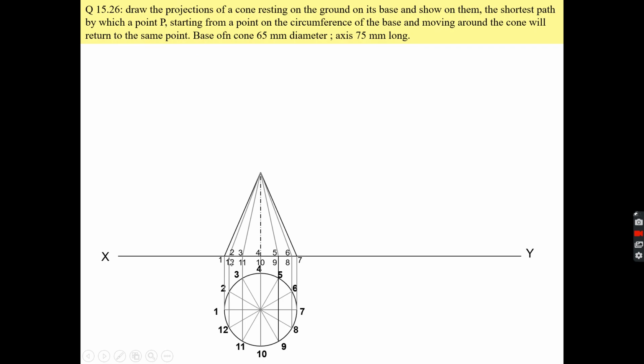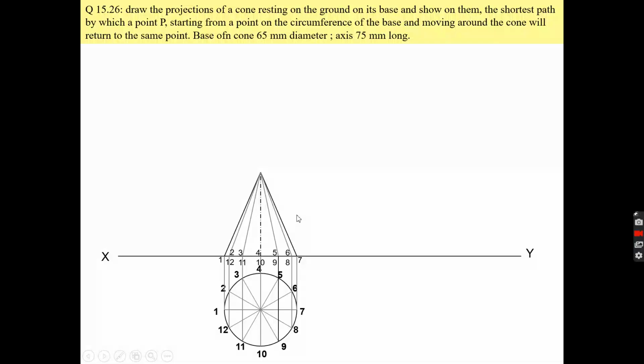So suppose my point is now somewhere here, point 1. Now it is given that your point P is moving around the cone, getting back at point 1 again. And how will you decide that when the point is moving around the cone, it is following the shortest path? Because the cone is a curved surface, and you cannot measure the distances on the curved surface easily.